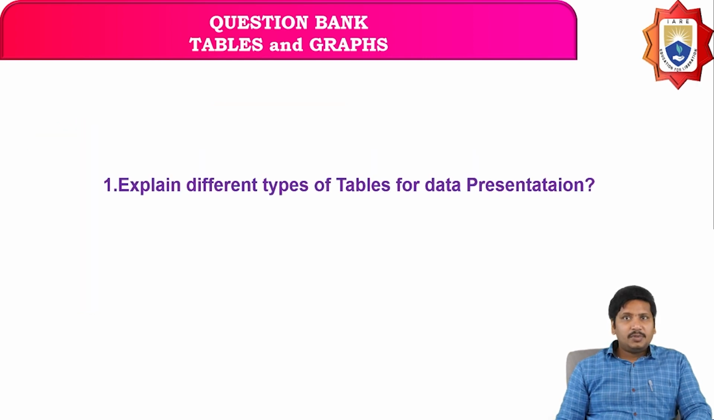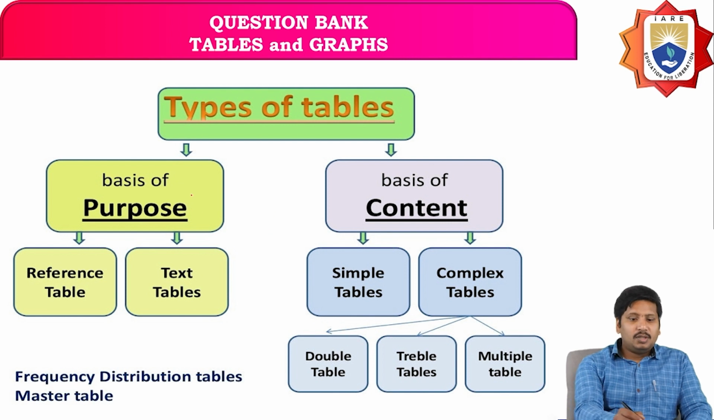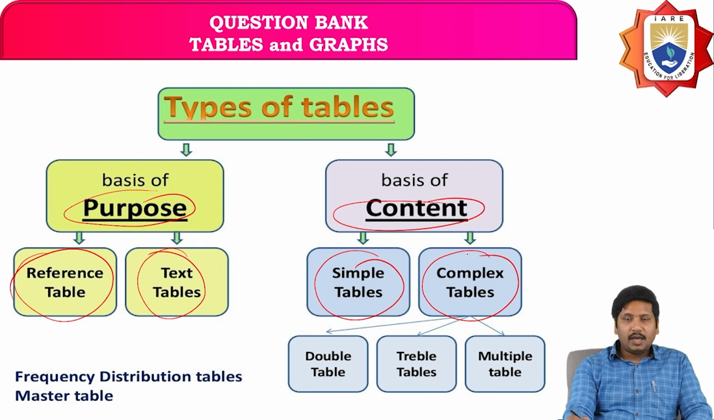So, explain the different types of tables that are needed for data presentation. In this one, the types of tables. Here the tables are classified based on the purpose and based on the content. If it is based on the purpose, we can call it a reference table and a text table. Based on the content, it should be a simple table or a complex table. Again, these complex tables are further classified into double table, triple table, and multiple table. So like this, the tables are going to be classified, simple and then complex tables.